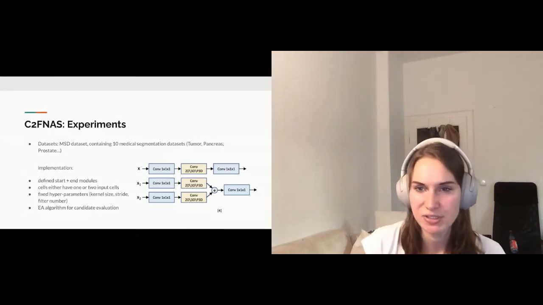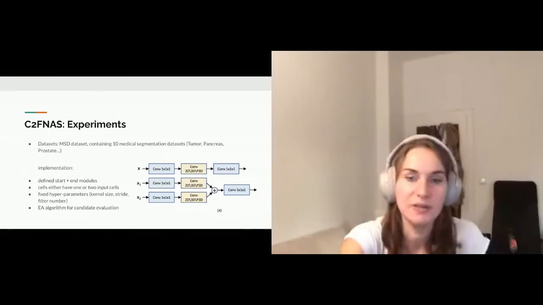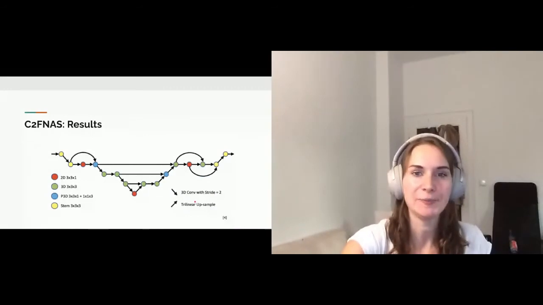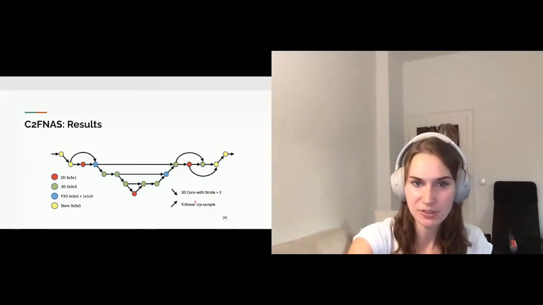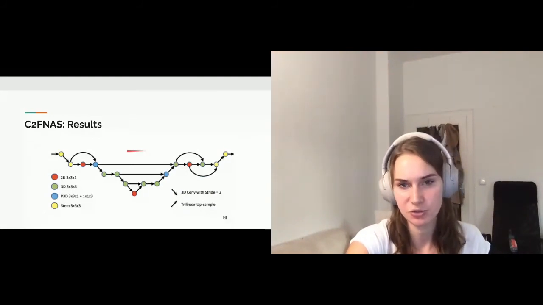And here on the side, you can see the modules that they have. So they allow these modules to either take one input tensor or two and then concatenate. And these are the types of convolutions that are possible to apply, and that are searched over essentially. So this is their final result. That is a network architecture. And as you can see, it looks very similar to a U-Net model. It even has these skip connections here.